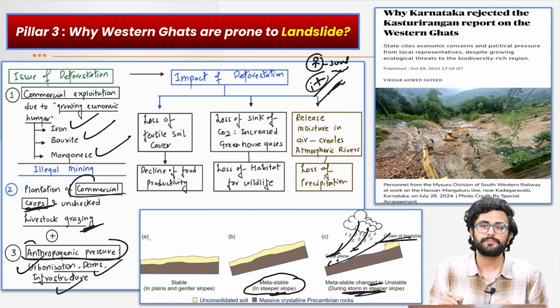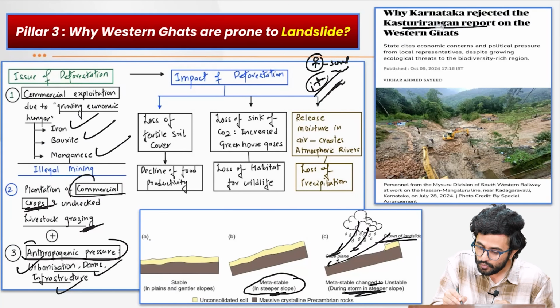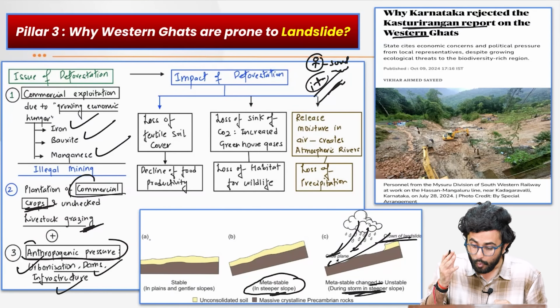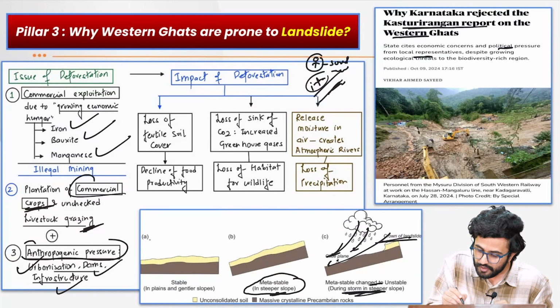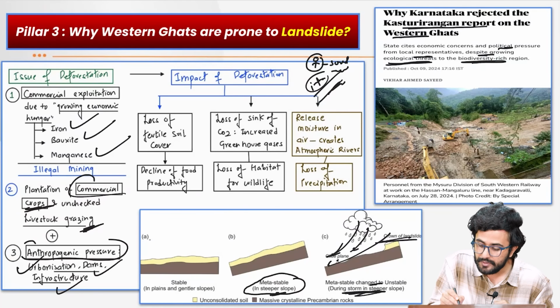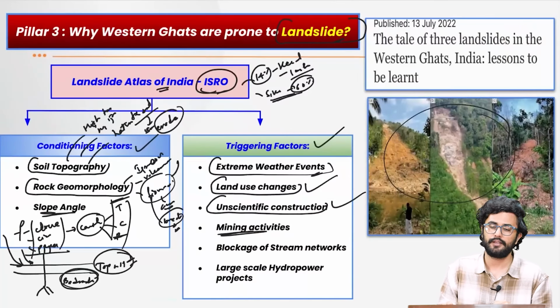Just look at the article here: how Karnataka has rejected the Kasturi Rangan report on the Western Ghat. Why? For what? For political pressure from local representatives, despite growing ecological threat to biodiversity, because of the economic concerns.